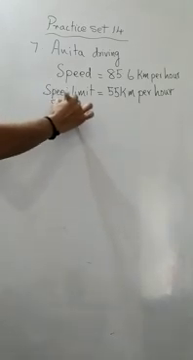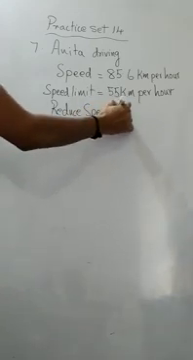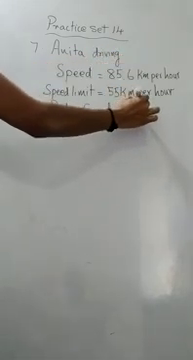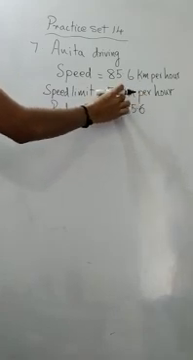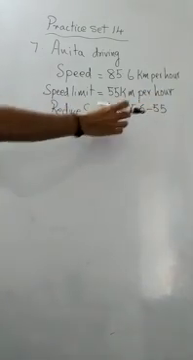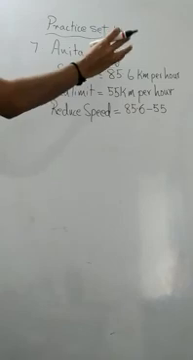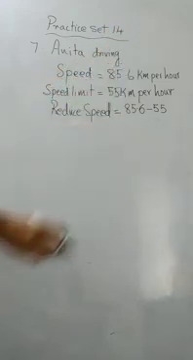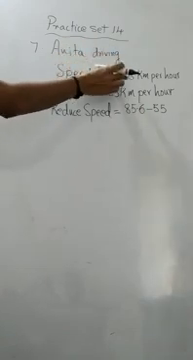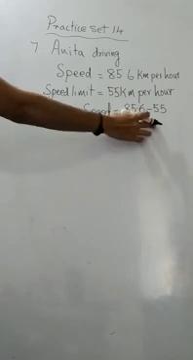How much to reduce? Reduce speed. If you want to reduce speed, how will you find out? You will subtract 55 from 85.6. Why? If you subtract 55 from 85.6, the amount you get is the amount you will have to reduce from the speed at which Anita is driving. That means whatever you get by subtraction, that much speed she will have to bring down. Then she will reach the speed limit. So here you are doing subtraction.